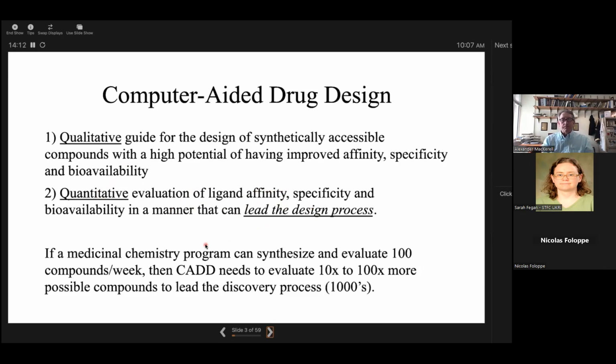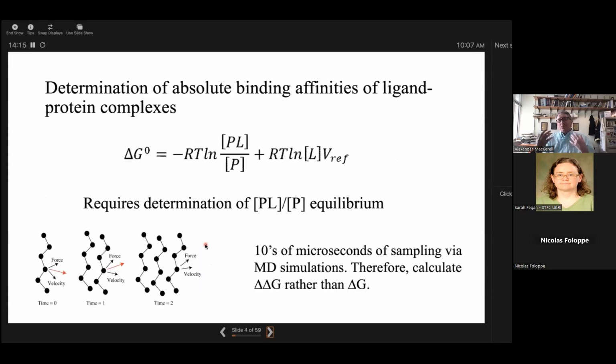So now, basically, if we want to do quantitative analysis, we've got to predict the binding affinity of ligands to the target protein or RNA or whatever. And here's the relationship of the concentration of a protein-ligand complex to the absolute binding free energy. And obviously, this requires determination of the equilibrium between the bound and the unbound states, which experimentally can be done in a variety of ways. Computationally, we can do that using molecular dynamics simulation.